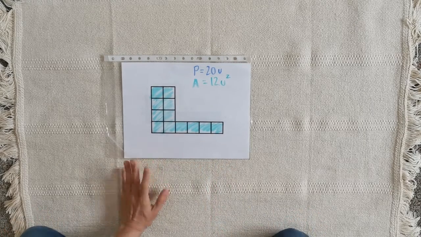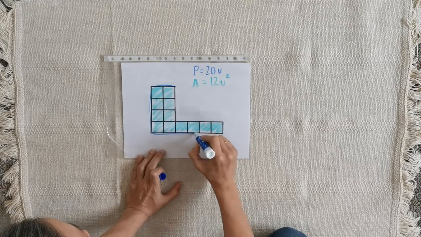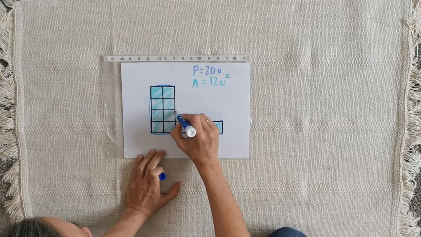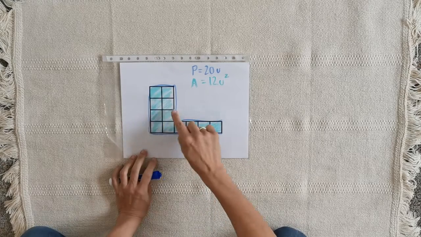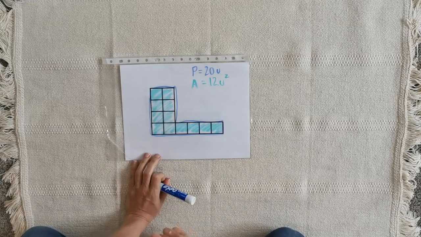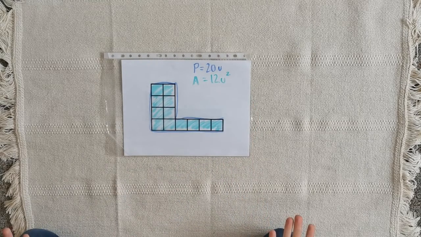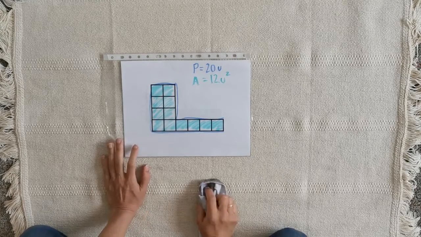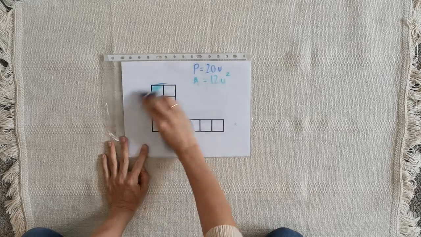Perimeter is the line around, and the area is the part that is inside the shape. The perimeter goes in units, the area goes in square units. Easy peasy, lemon squeezy. What happens is that in real life, we don't have squares most of the time.